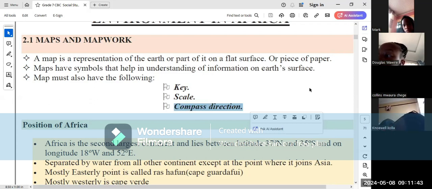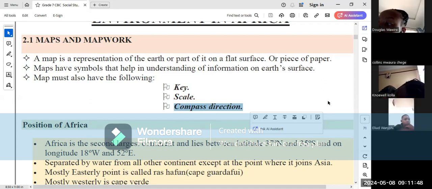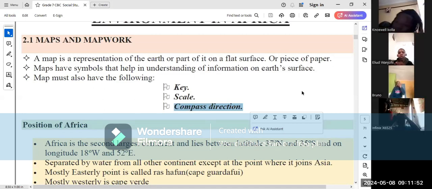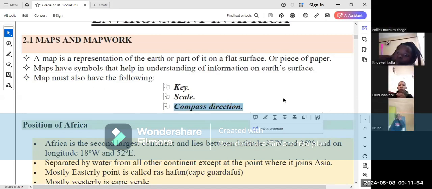Phyllis Nyanga, your hand is up. What is it? Sir, and what about the frame and the title? Yeah, the frame and the title is also correct, only that I picked on the 3 basic features of a map. But when you say the frame and the title, that is also correct. They are features of a map. Any other question?